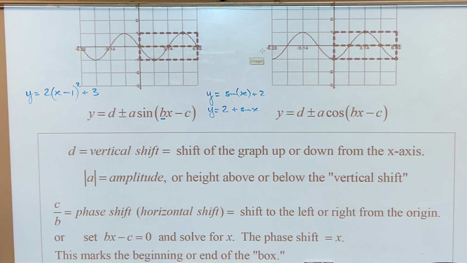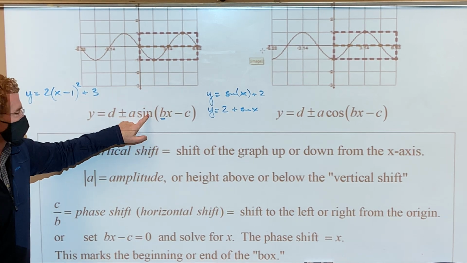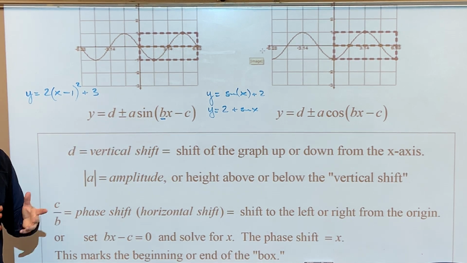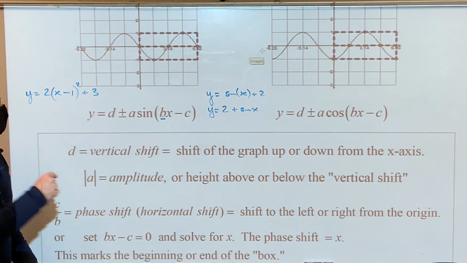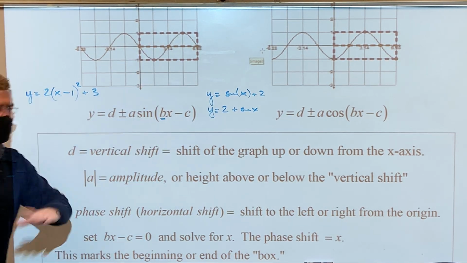Y'all with me? So that's the A. And why did I put it in parentheses? Well, sometimes it's like a -5 sine or a +5 sine. But the negative doesn't affect how much it goes up and down. It just affects whether the graph starts up or starts down. We'll talk about that in a second too.